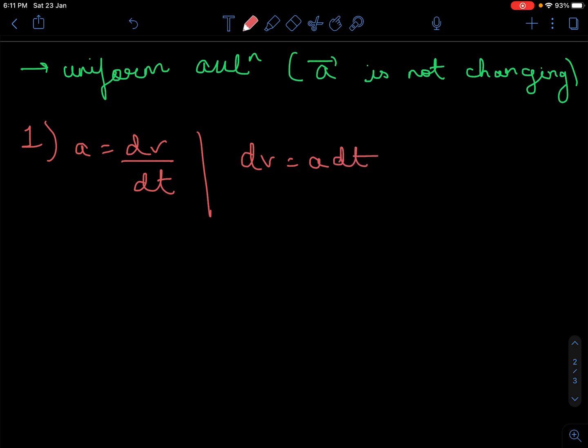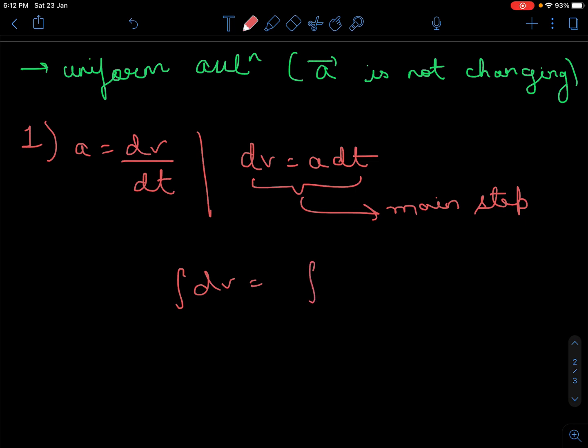Now this is the main step. After it, the equation is proved. How? Now we'll integrate both sides. Integration of dv is equal to integration of a dt. As we know, acceleration is constant, so it will come out of the integration.